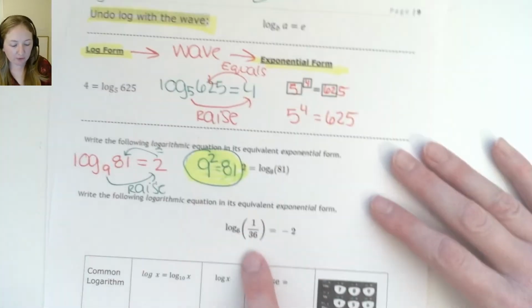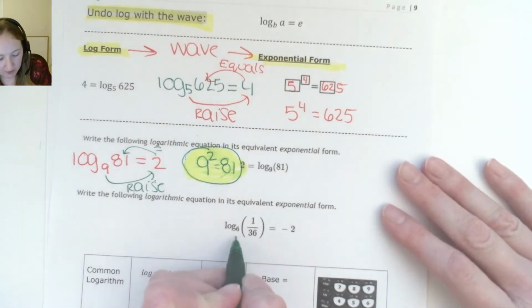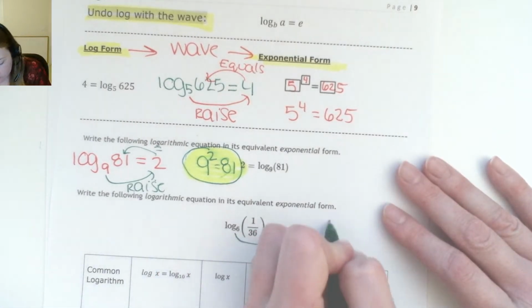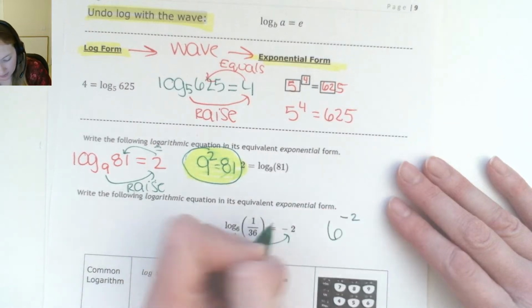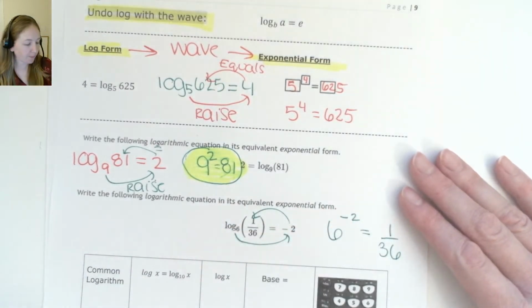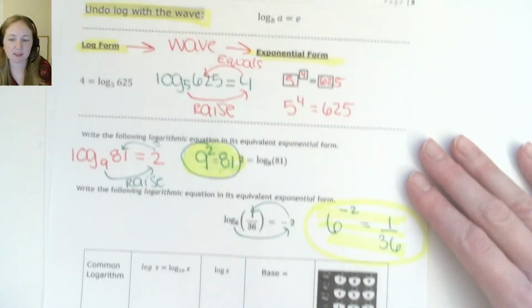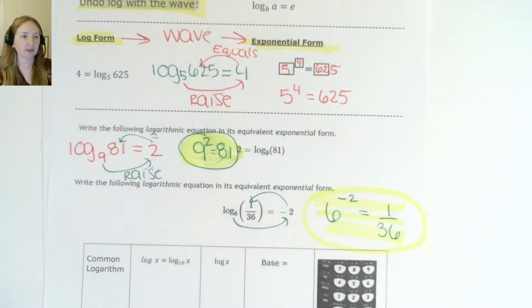So same thing goes over here. Do not be intimidated by these negative exponents or negative numbers. Same thing, we're doing the wave. So it's going to be 6, raise it to the -2 equals the 1 over 36. And I do sometimes ask these questions on the test just because it is very important as you leave business calculus to always understand what those logarithms represent, and they represent an exponential format.